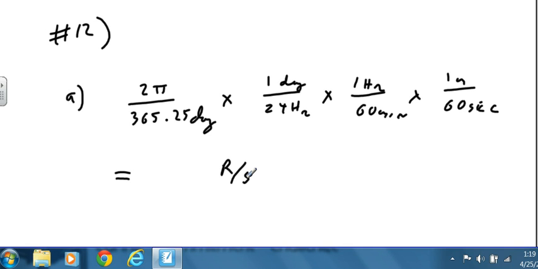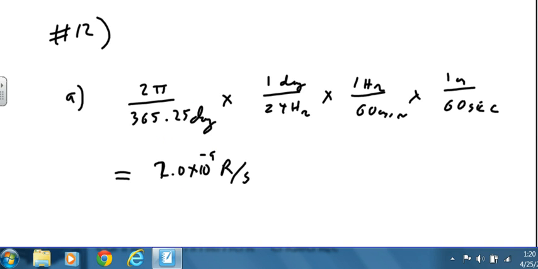Okay, so 2 times pi divided by 365.25, divided by 24, divided by 60 squared. And we're going to have 2.0 times 10 to the minus ninth radians per second.